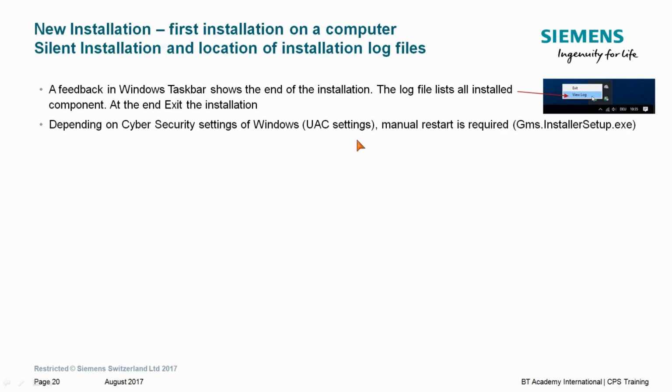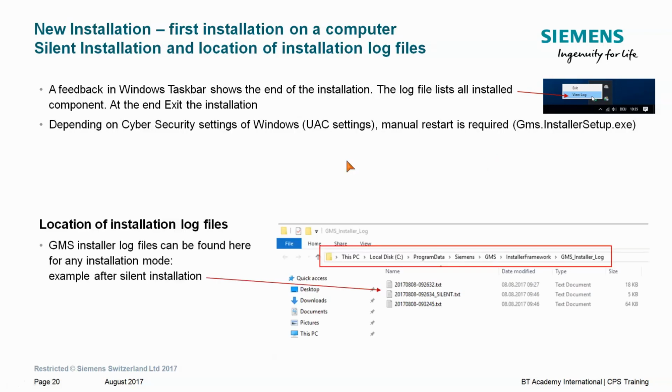Let's have a closer look at this log file. In case you missed checking this log file, here is the information on where the installation log files are located. In this path you will find 3 types of log files. Again, depending on whether it's a silent installation, a custom installation, or a semi-automatic installation, they are a bit different. But you can check and see which components have been installed.